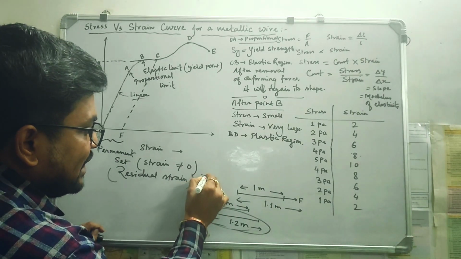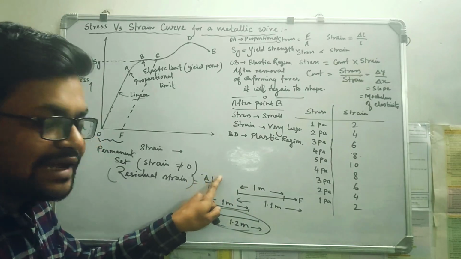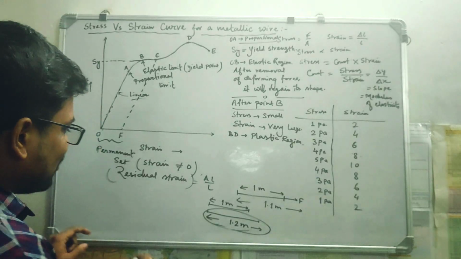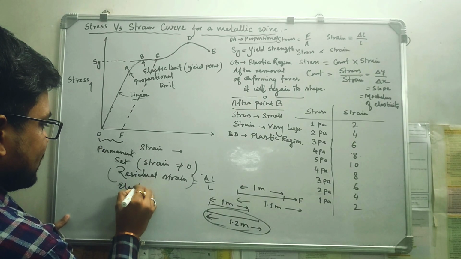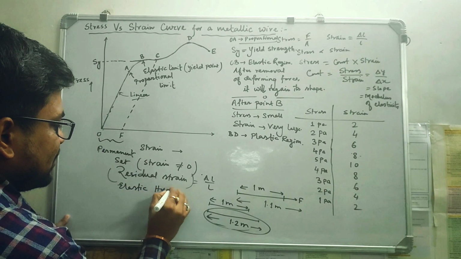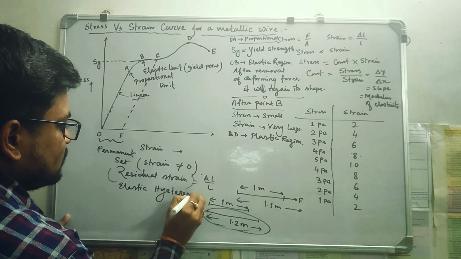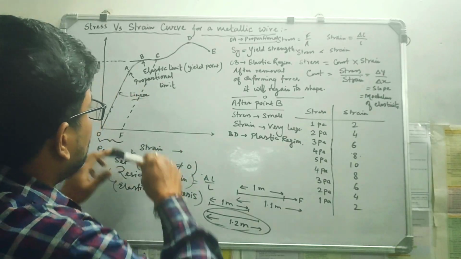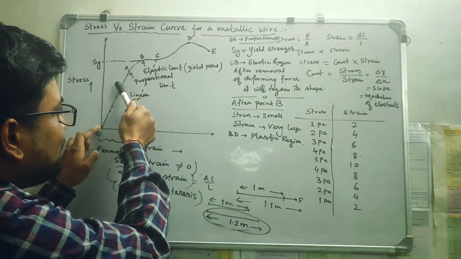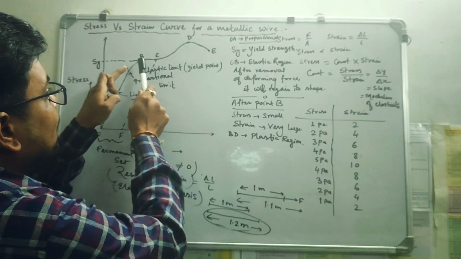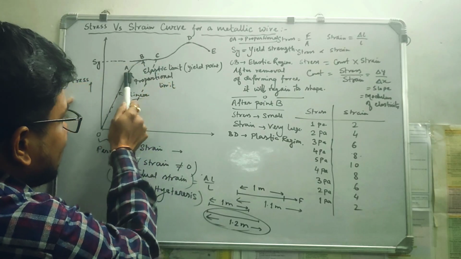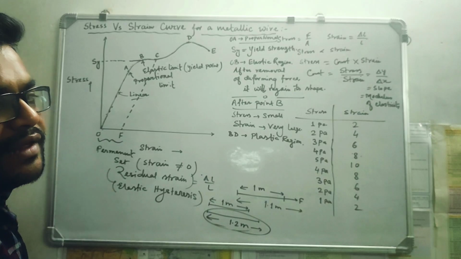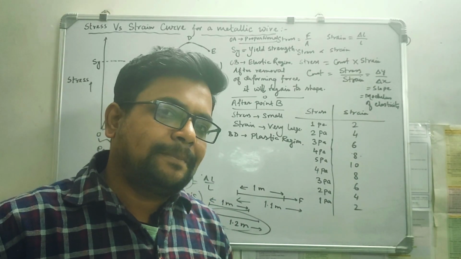Strain means delta L by L. So that means delta L, change of length, permanently there is a change of length, which is also called elastic hysteresis. That means elastic hysteresis will happen. That means it should have come back by the same path it went, but it is not coming back through this point after point B. It is coming back to some other point. That is actually called hysteresis.